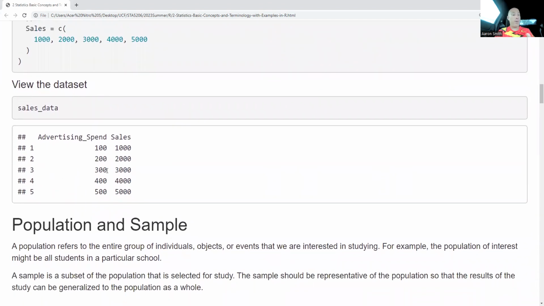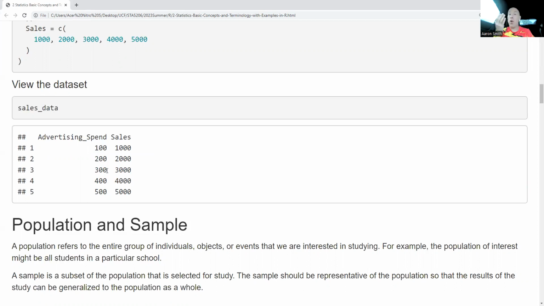All right, the next concept is population and sample. Population is what we want to know about. Sample is the data we actually have to work with to make an inference about the population. A population refers to the entire group of individuals, objects, or events that we're interested in. For example, the population of interest might be all students in a particular school. A sample is a subset of the population that we have the opportunity to look at, study, and analyze. The sample hopefully will be representative of the population so that the results of our analysis can be generalized to the population as a whole.